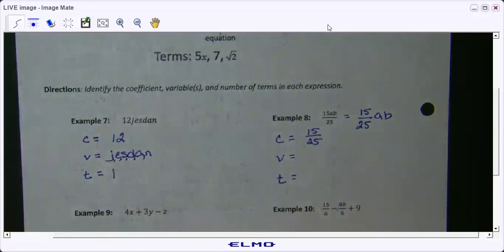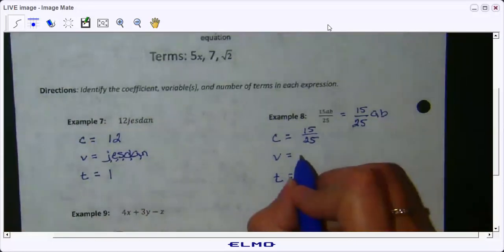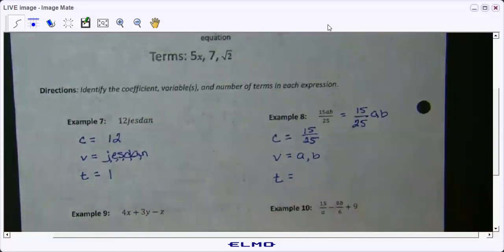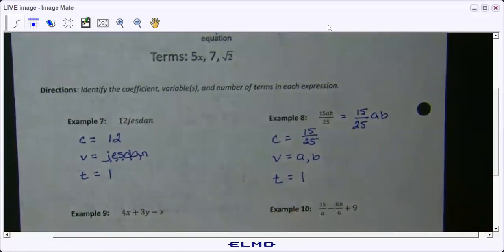Okay. Your variables are the letters. So we have an A and we have a B. And then for term, we don't have any addition, subtraction, or an equal sign. So there's just one term. So what I would like for you to do right now is I want you to try example 9 and 10 on your own or with your partners. And then we will look at the homework after that.